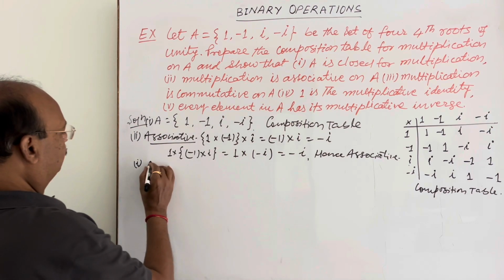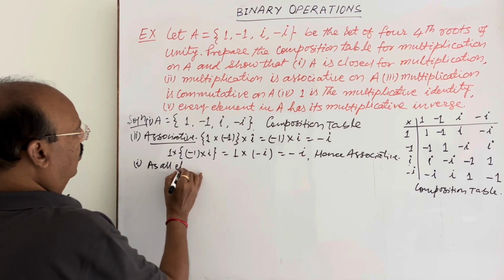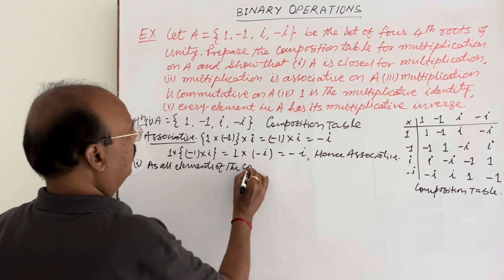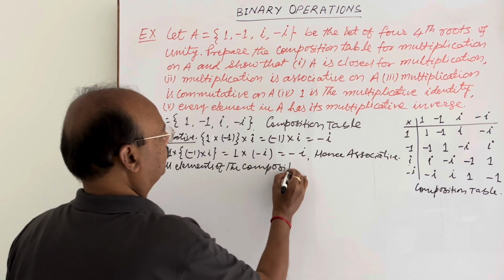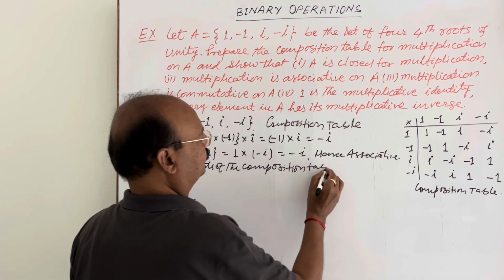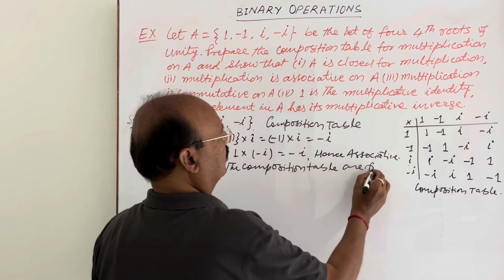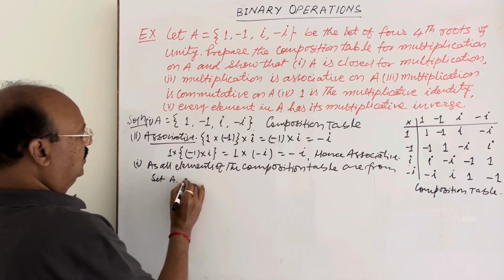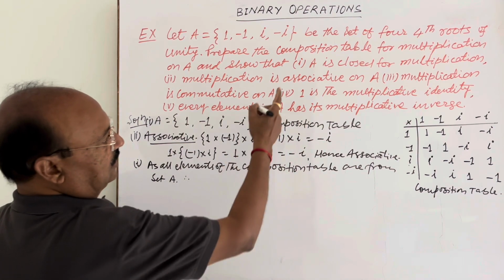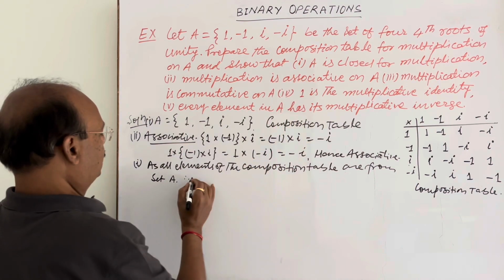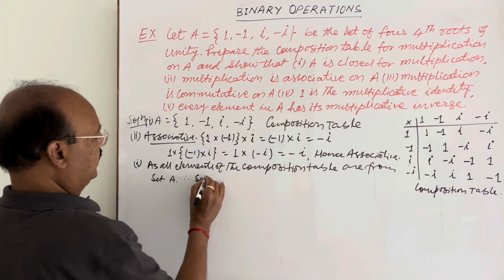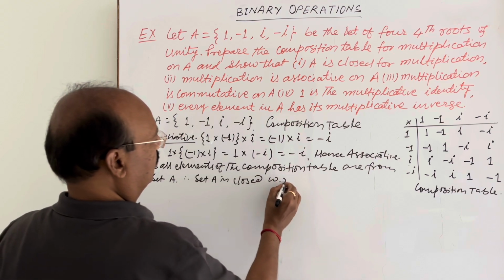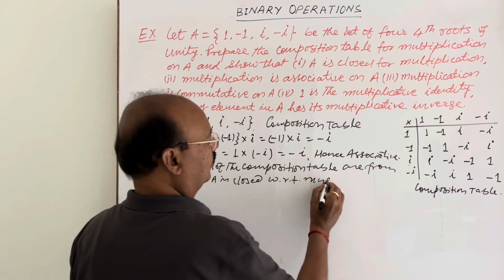So as all elements of the composition table are from set A, therefore set A is closed with respect to multiplication.